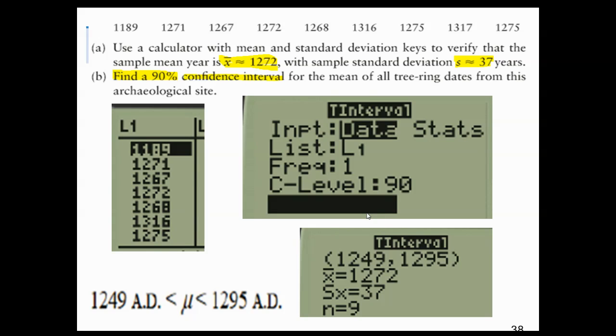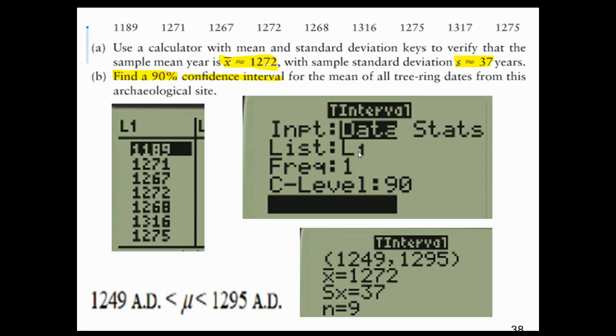I go to stat, arrow over to test, come down to number 8. Now, rather than having stats, I've got data. The data meaning these 9 numbers that I entered into a list. All right, where's my data located? L1. So if you do these problems, make sure you always put them in L1.